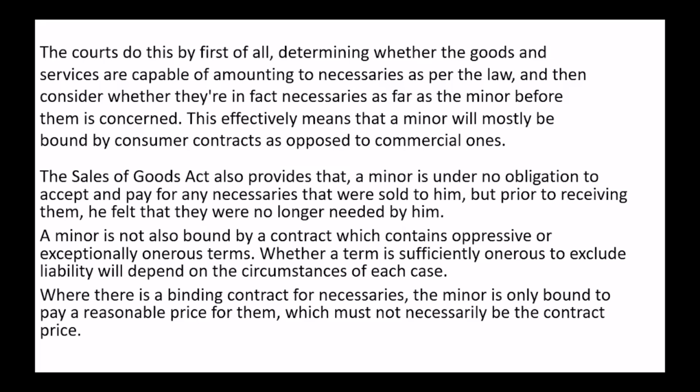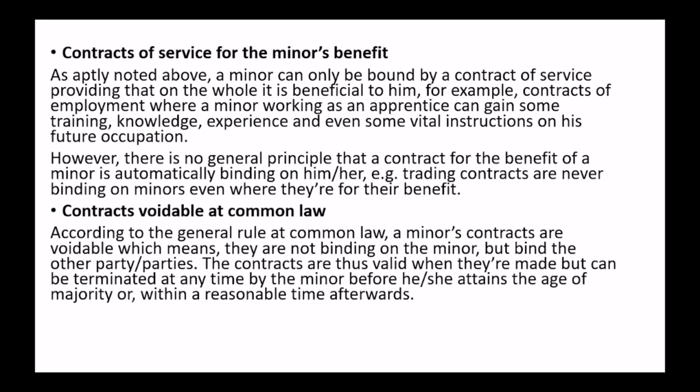The Sales of Goods Act also provides that a minor is under no obligation to accept and pay for any necessaries that were sold to him, but prior to receiving them, he felt that they were no longer needed by him. A minor is not also bound by a contract which contains oppressive or exceptionally onerous terms. Whether a term is sufficiently onerous to exclude liability will depend on the circumstances of each case. Where there is a binding contract for necessaries, the minor is only bound to pay a reasonable price for them, and this must not necessarily be the contract price.